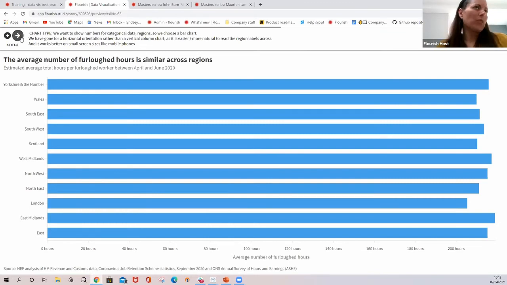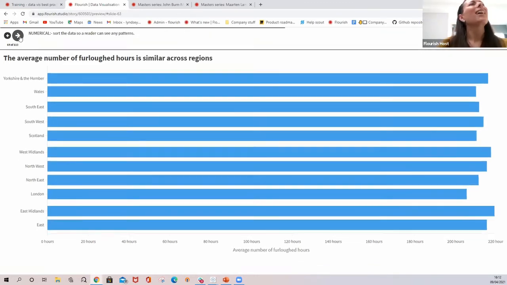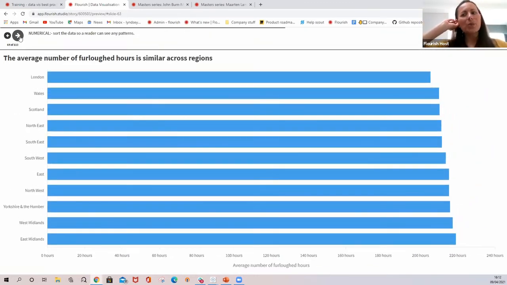So that's why I've gone for this chart type for this. So, numerical considerations: you will be amazed how many people don't sort their bars. They just put it in alphabetical order. The Bank of England used to be very bad for this. So if it had, say, a list of banks here, it would just put them in alphabetical order, and then you could see no pattern.